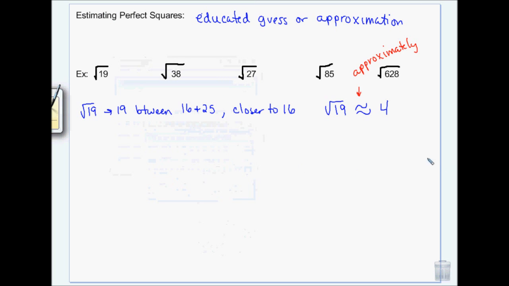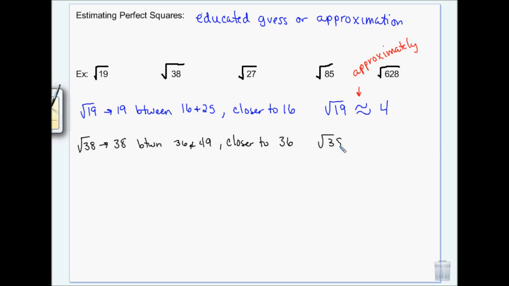All right, we'll do, okay, 38 is between which two perfect squares? 6 and 7. Well, what are the 36 and 49. 36 and 49, right? Which one's it closer to? 36. So it's closer to 36, so then the square root of 38 is approximately 6, because the square root of 36 is 6.